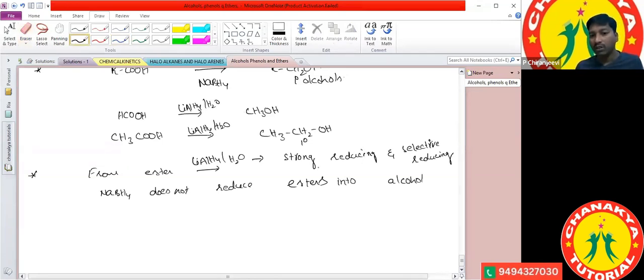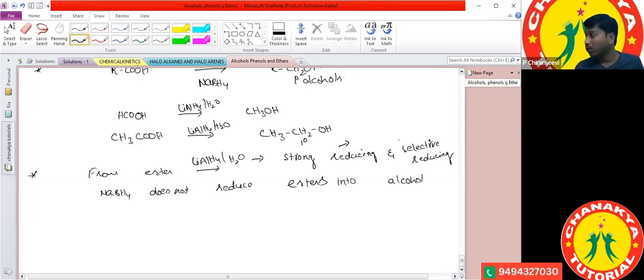Lithium aluminum hydride is very costly. It is a strong reducing agent and also a selective reducing agent, meaning it can be used only for particular reactions. It is not used for all reactions. First of all, it is very costly, and if a material is the costliest, we cannot use it for simple reactions.